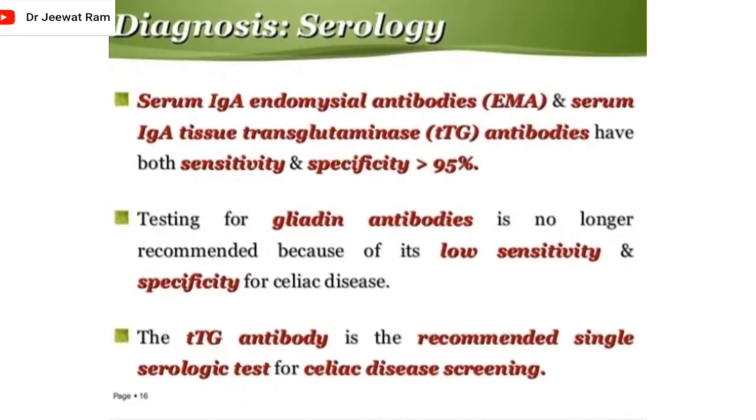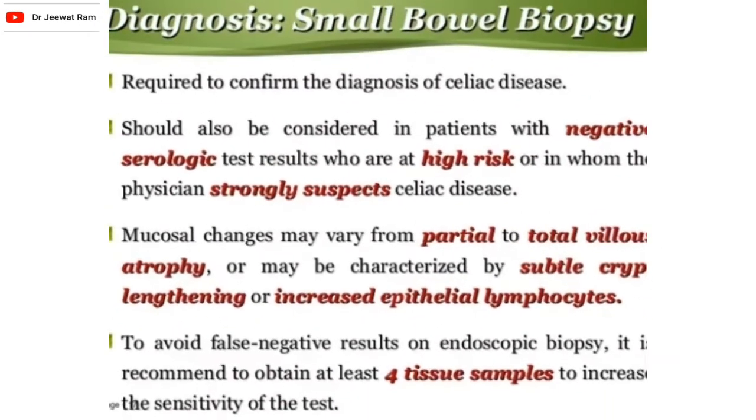Diagnosis of celiac disease. Serology: serum immunoglobulin A endomysial antibodies and serum immunoglobulin A tissue transglutaminase antibodies have both sensitivity and specificity greater than 95%. Testing for gliadin antibodies is no longer recommended because of its low sensitivity and specificity for celiac disease. The tissue transglutaminase antibody is the recommended single serologic test for celiac disease screening.